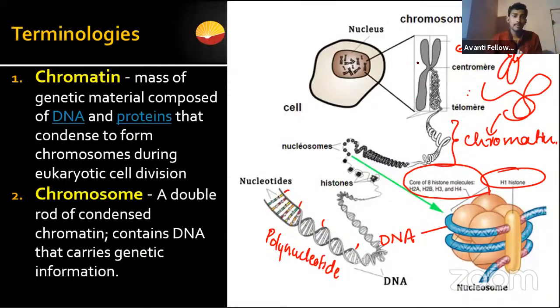Double rod, you can see here, this is one rod, this is another rod. Simple. Double rod means two rods, it looks like two rods together. So that's the differentiation between chromatin and chromosome. We will move on to the next one.